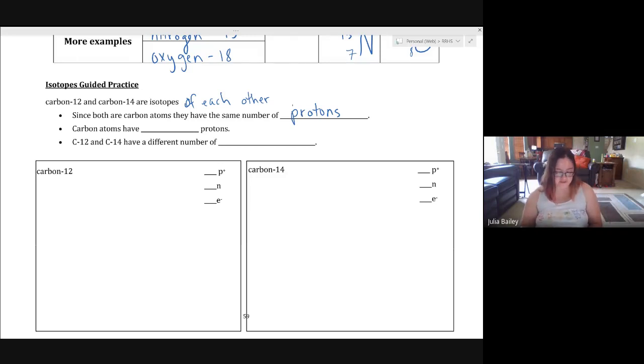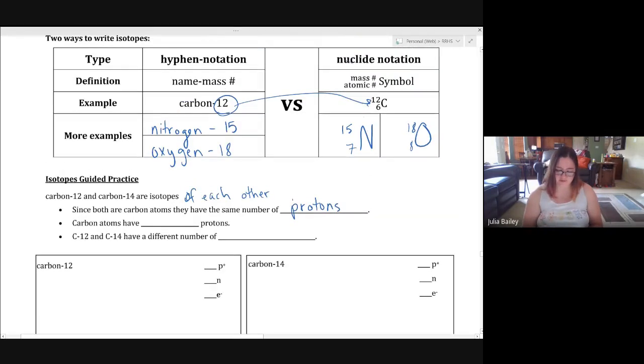If you check your periodic table, or even what we're looking at up here, you can see that carbon atoms all have 6 protons. Anything with any number of protons other than 6 is not carbon, but every atom with 6 protons is carbon. Carbon 12 and carbon 14 are both carbon, so they both have 6 protons. But the reason they have different masses, 12 and 14, is because they have different numbers of neutrons.